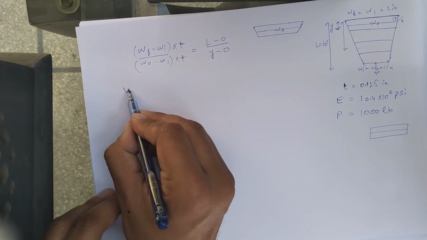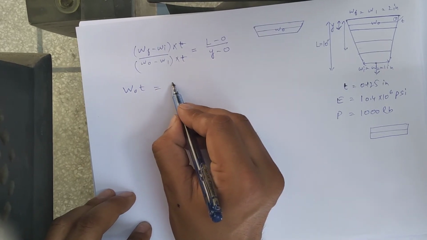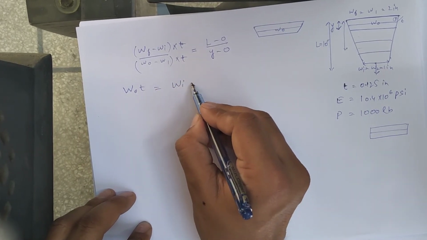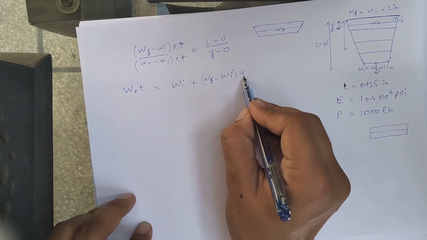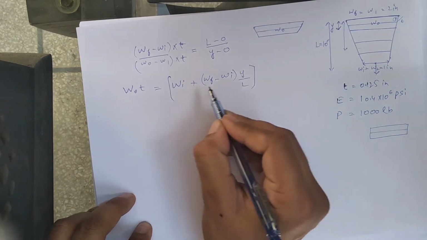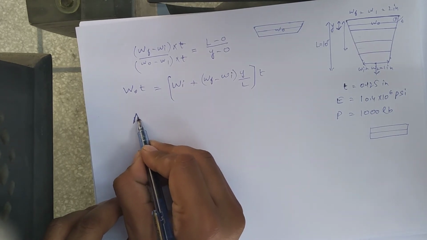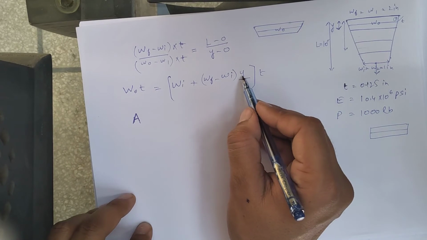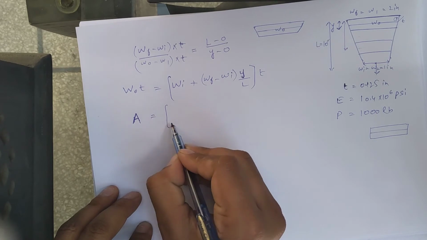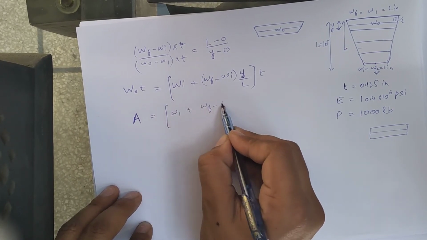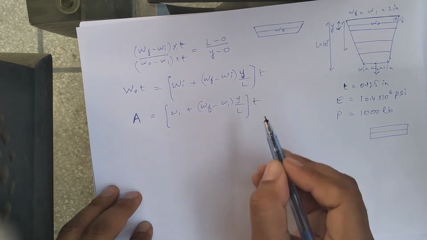So this is WO into T is equal to Wi plus Wf minus Wi into y over L into the thickness, right? So what is this WO T? This is the area. This is the required area at the value of y. So we'll put y. This is the required area, that is Wi plus Wf minus Wi into y over L into T.